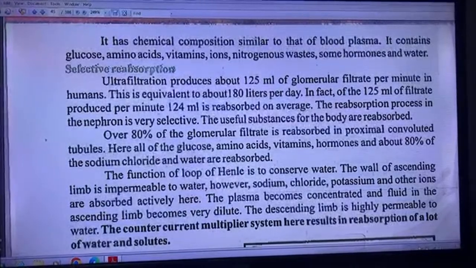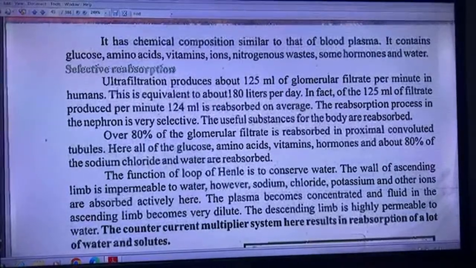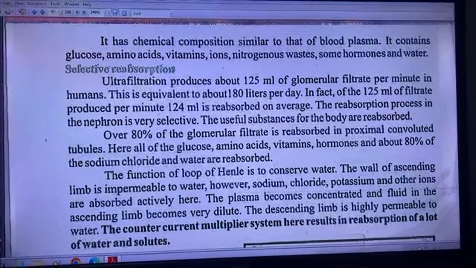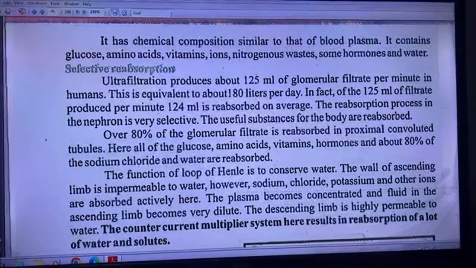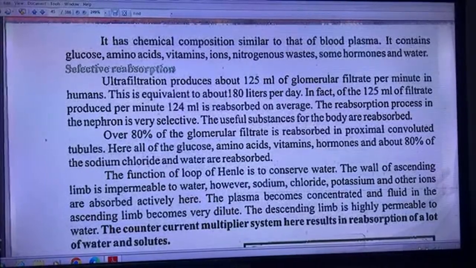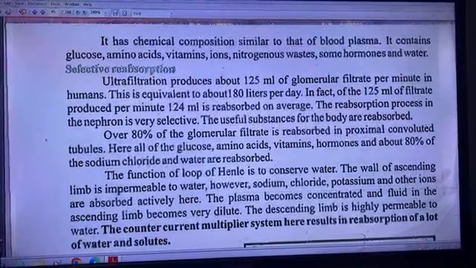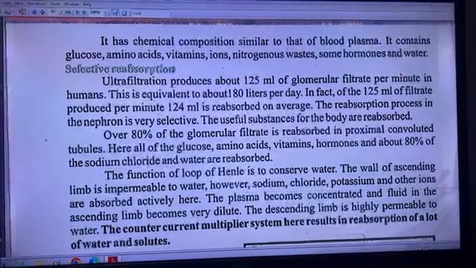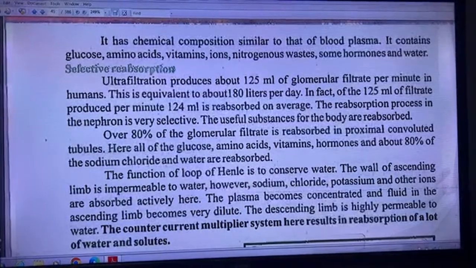The function of the loop of Henle is to conserve water. The wall of the ascending limb is impermeable to water. However, sodium chloride, potassium, and other ions are absorbed actively here. The plasma becomes concentrated and fluid in the ascending limb becomes very dilute. The descending limb is highly permeable to water. The countercurrent multiplier system here results in the absorption of a lot of water and solutes.